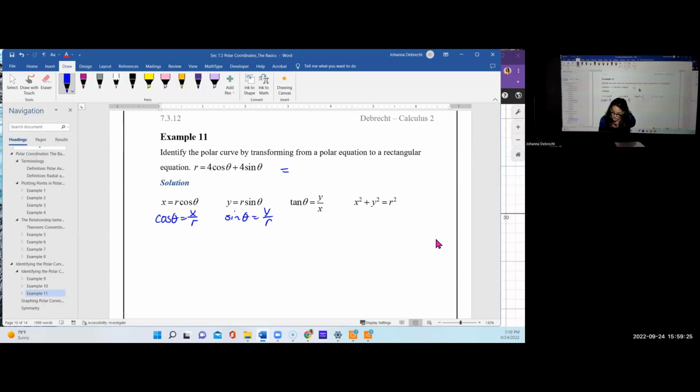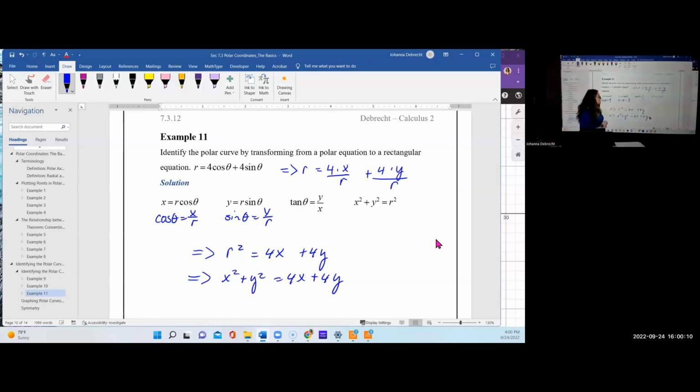So this then becomes R equals 4 times X divided by R plus 4 times Y divided by R. Now, you've got fractions on the right side. They have the same denominator, which is R. So I can multiply the entire equation by R. That will eliminate the 2 R's on the right, and that will give me R squared on the left. So leading to the next line, I get R squared equals 4X plus 4Y. And R squared can then be replaced with X squared plus Y squared equals 4X plus 4Y.